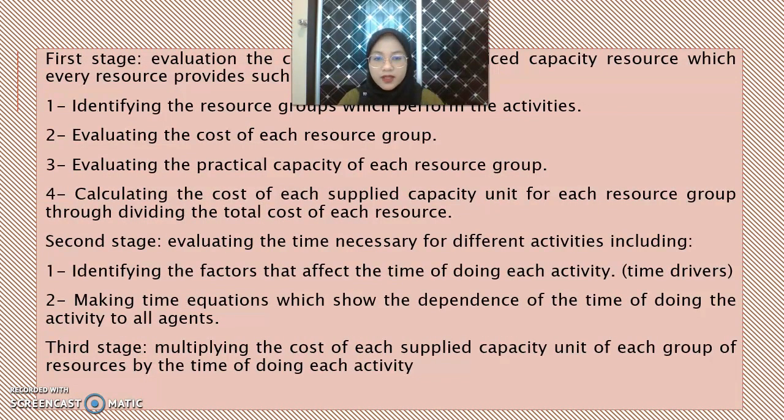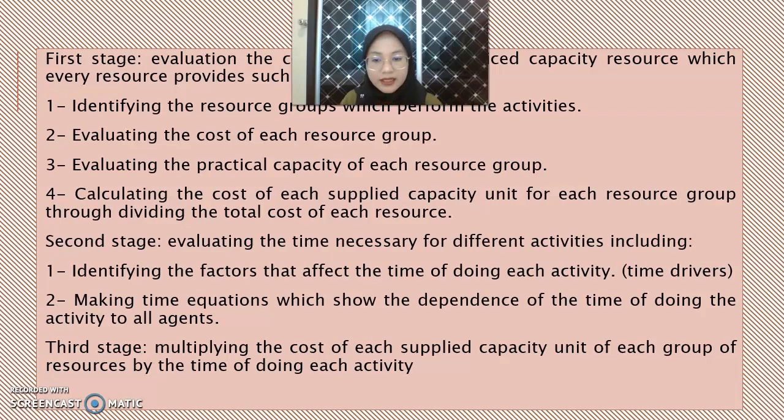Okay, time-driven activity-based costing has three stages. First stage: identify the resource groups which perform the activity. Second, evaluate the cost of each resource group. Third, evaluate the practical capacity of each resource group. And the last one, calculate the cost of each supply capacity unit for each resource group through dividing the total cost of each resource. Second stage: identify the factors that affect the time of doing each activity.